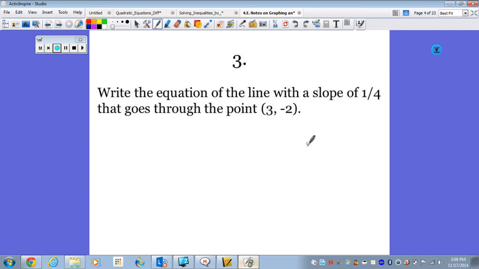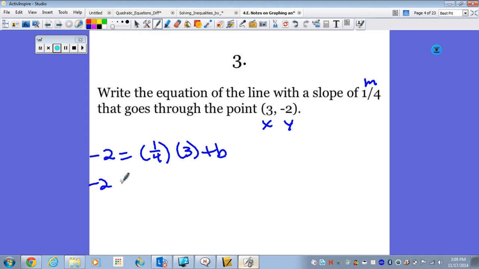Now, another example, here, slope and an ordered pair. So again, this is x, this is y, and this is m. So I'm going to have negative 2 equals 1/4 times 3 plus b. So I'm going to have negative 2 equals 3/4 plus b. I'm going to subtract 3/4 from both sides.